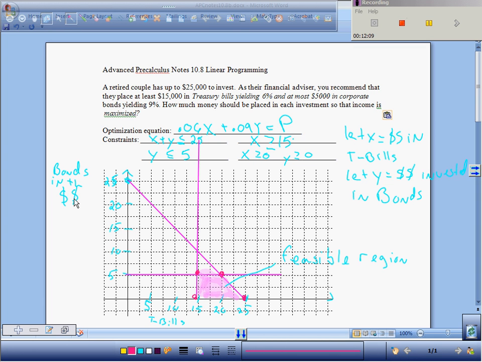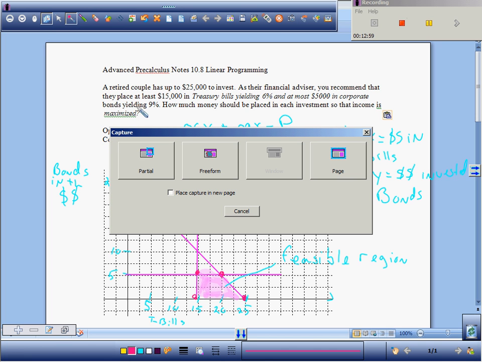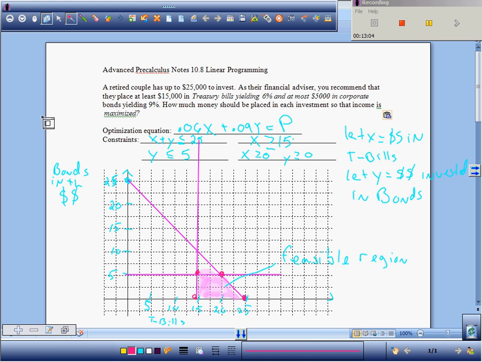Okay? So what you have to do is figure out what all those points are, and then plug them into your optimization equation, and you see which one gives you the best answer. All right? So I am going to take a picture of this, because what happens is then I can only move down if I have a picture of it.